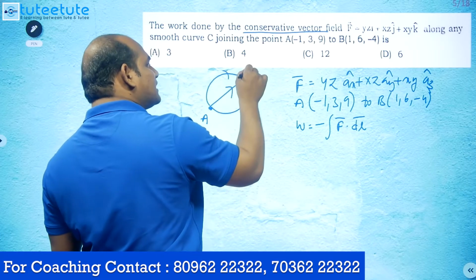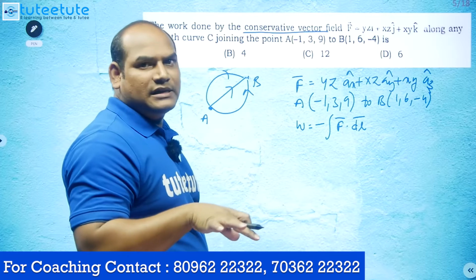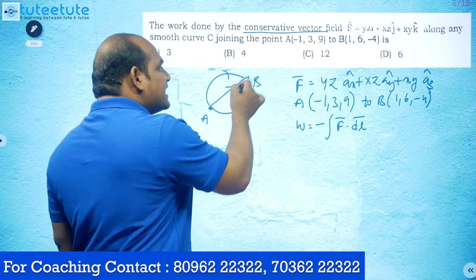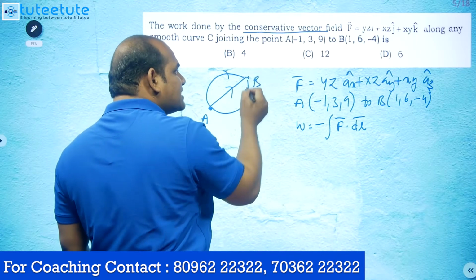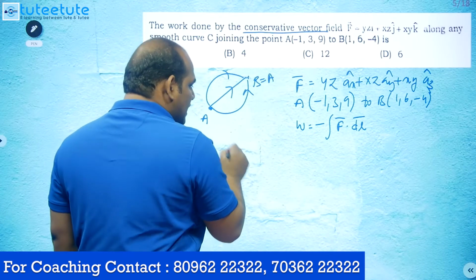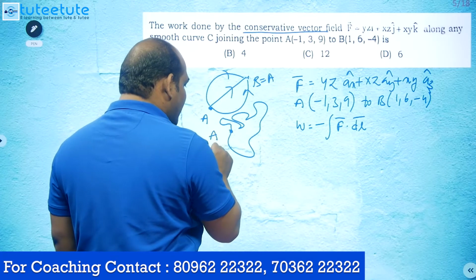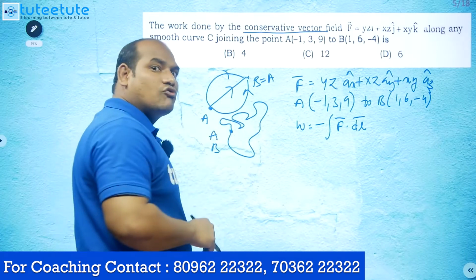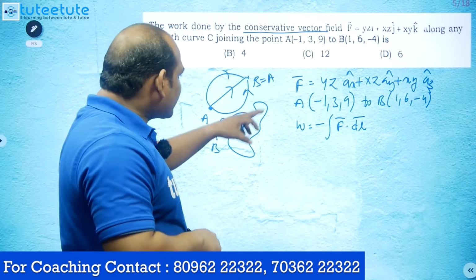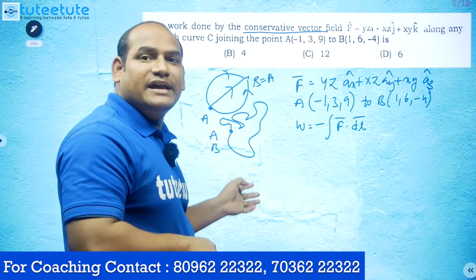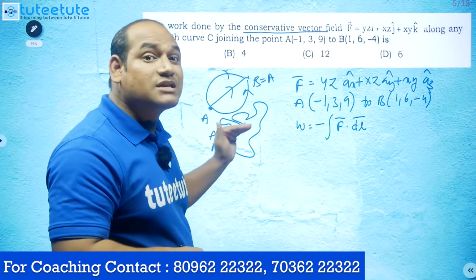In any path you calculate, you will get the same amount of work done. Then only we can say that it is a conservative vector field. If there is another point, that is if A is equal to B, that means you are going along some path and again coming to the same point. Now the total work done is equal to 0. So in the closed loop the work done is equal to 0. Then we can tell that particular vector field is a conservative vector field.